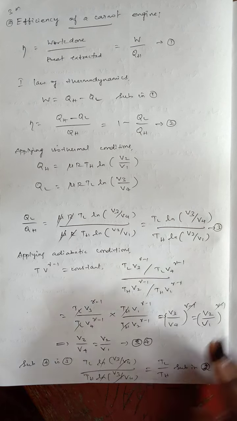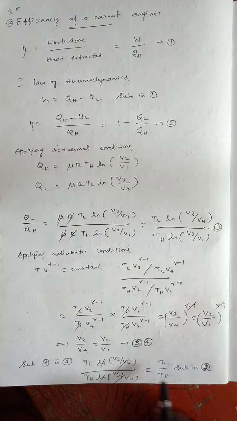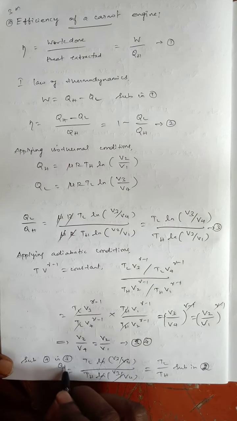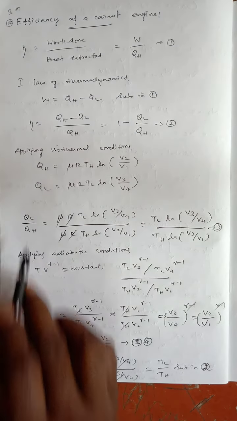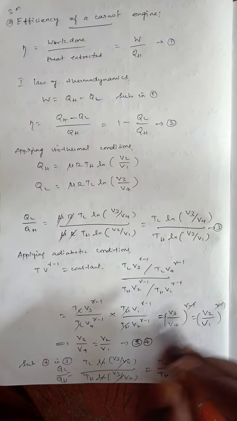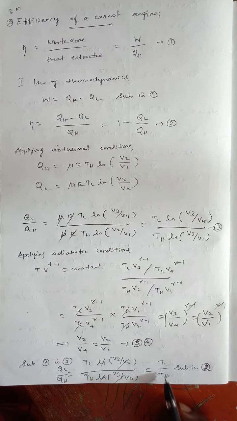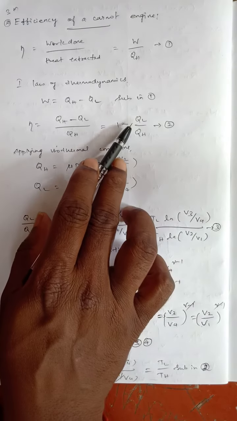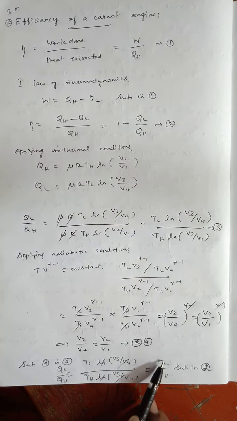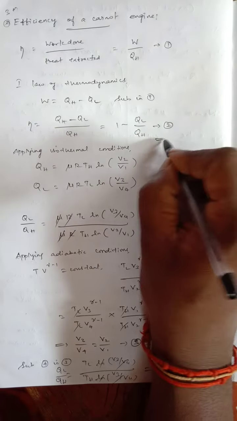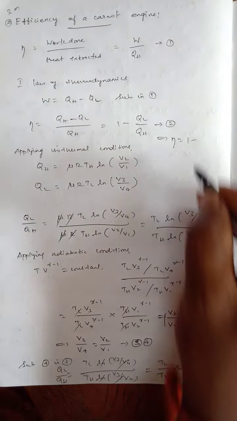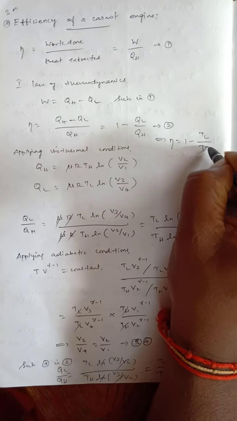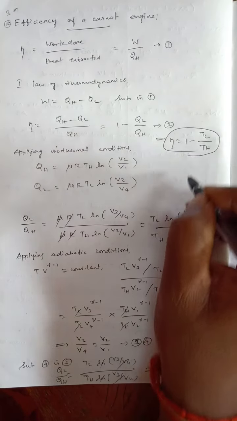So TL by TH we write as QL by QH. In the third equation we have QL by QH, where the ln terms cancel each other, giving TL by TH. Substituting this in equation 2, we have QL by QH as TL by TH. So the equation becomes eta is equal to 1 minus QL by QH, which is 1 minus TL by TH. This is the formula for the efficiency.